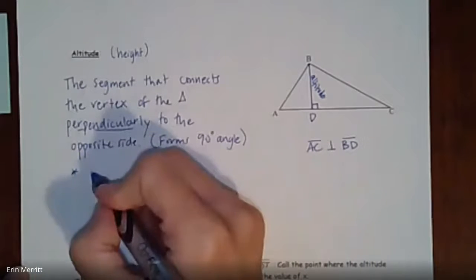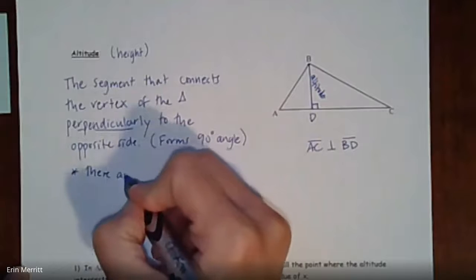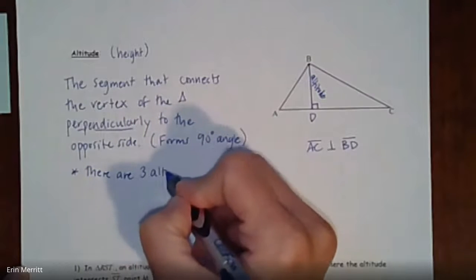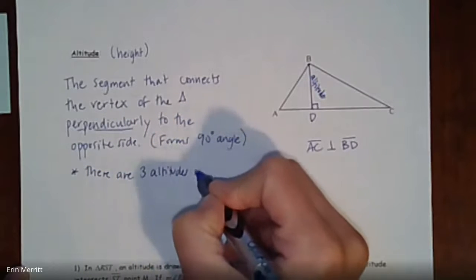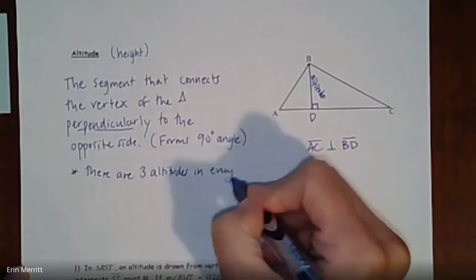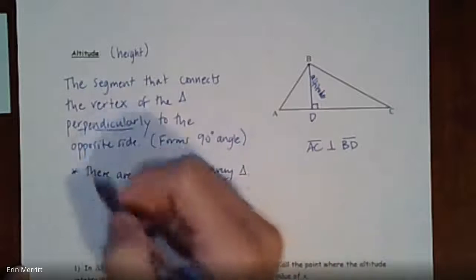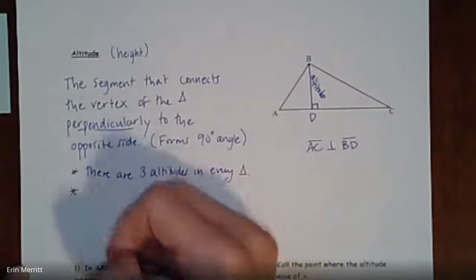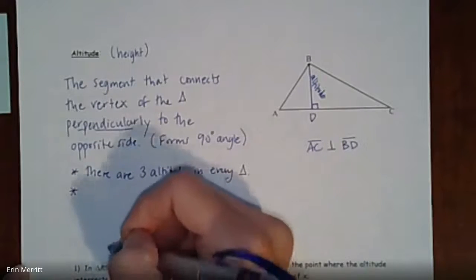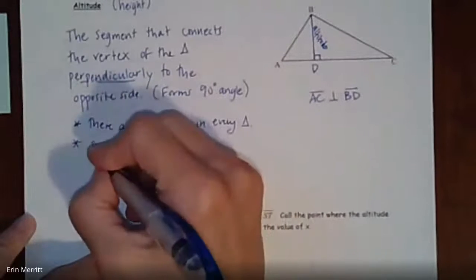Couple things to keep note of. There are 3 altitudes in every triangle. And sometimes the altitude is going to fall on the outside of the triangle.